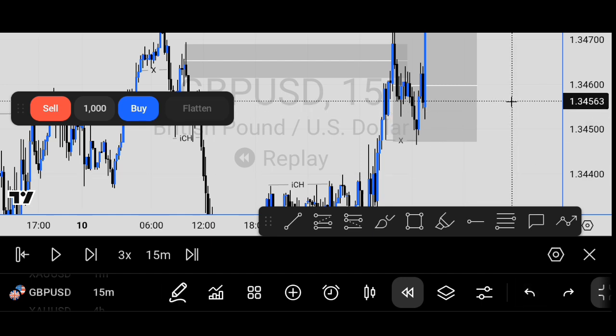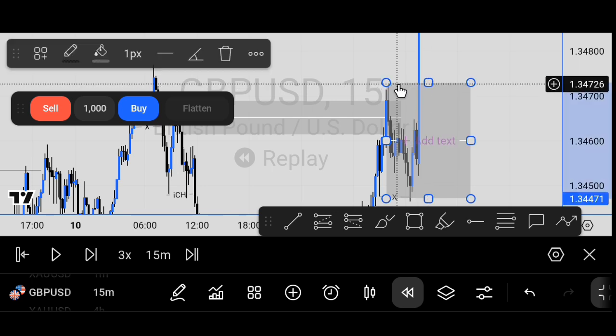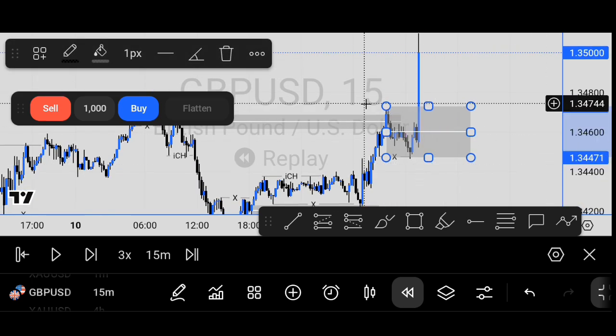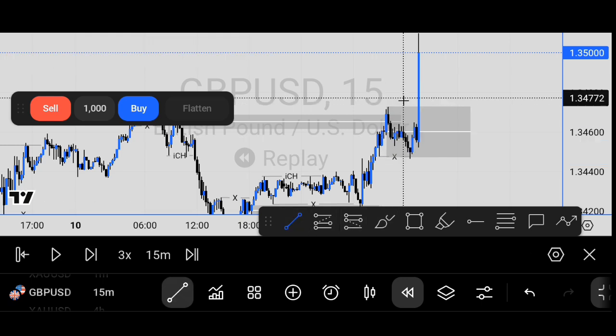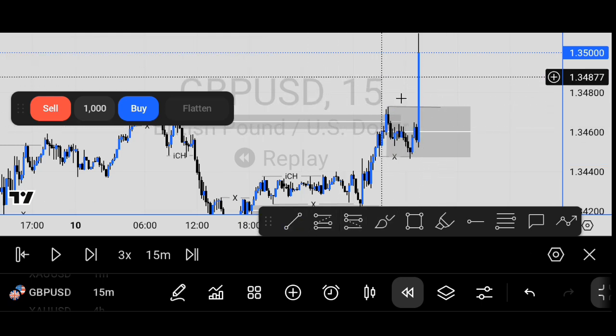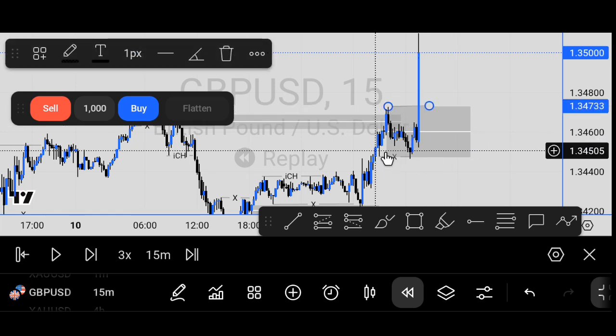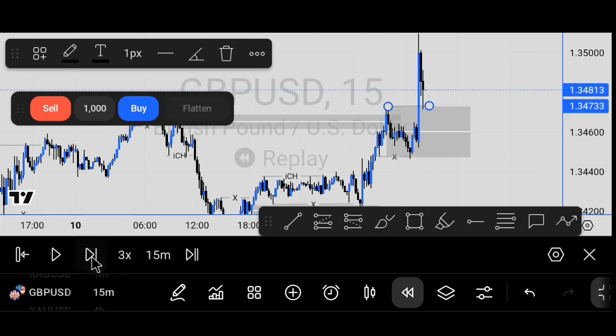So the safer entry is wait for it to break and come back to mitigate this order flow, because now when price comes back to mitigate this order flow, we don't need inducement again, because inducement. So now let's play price forward and see what happens.